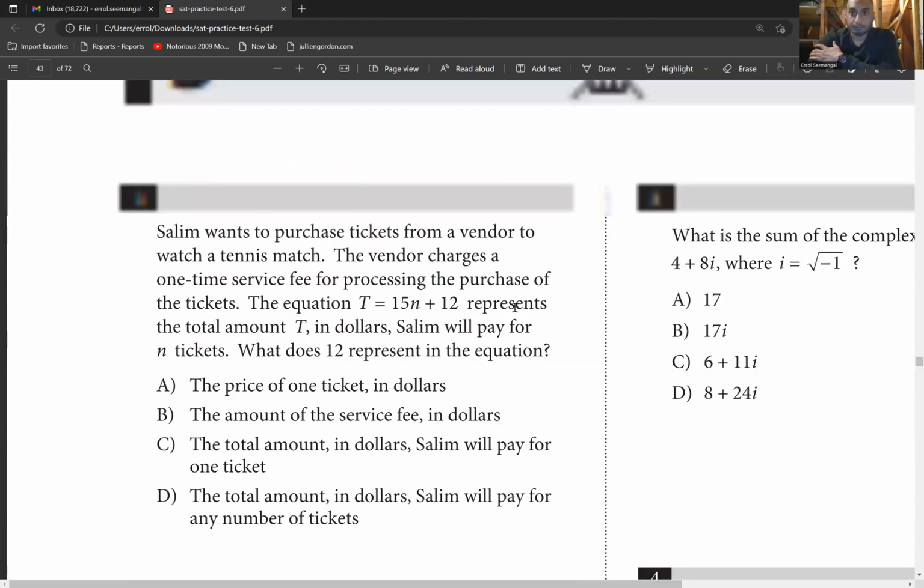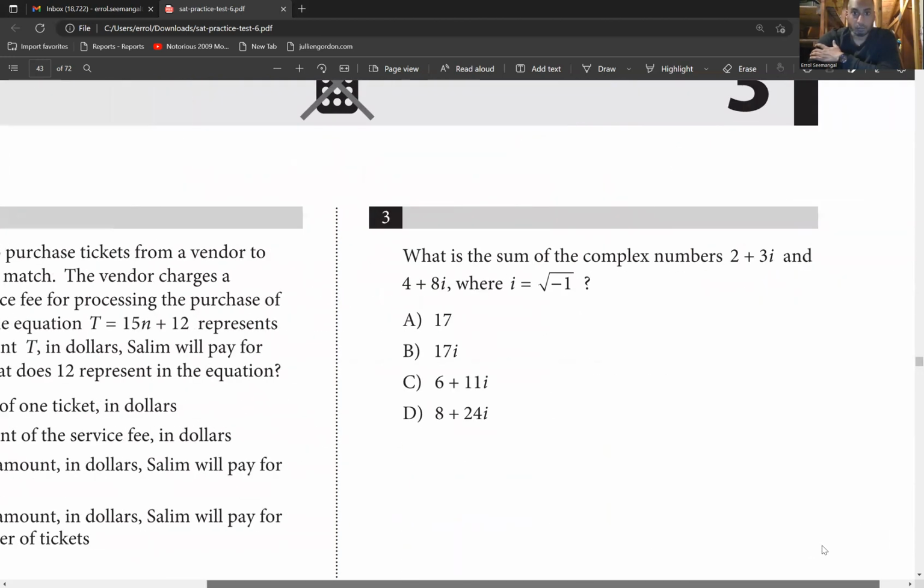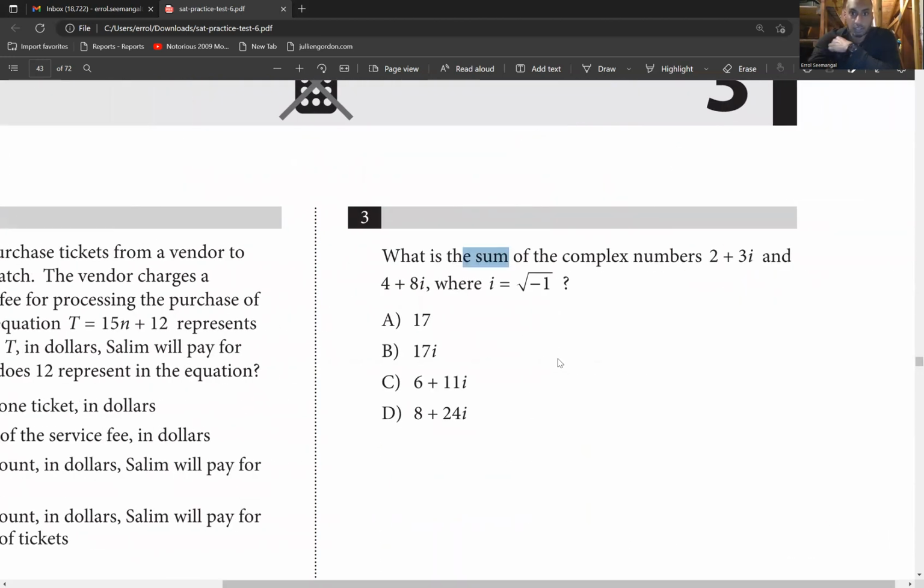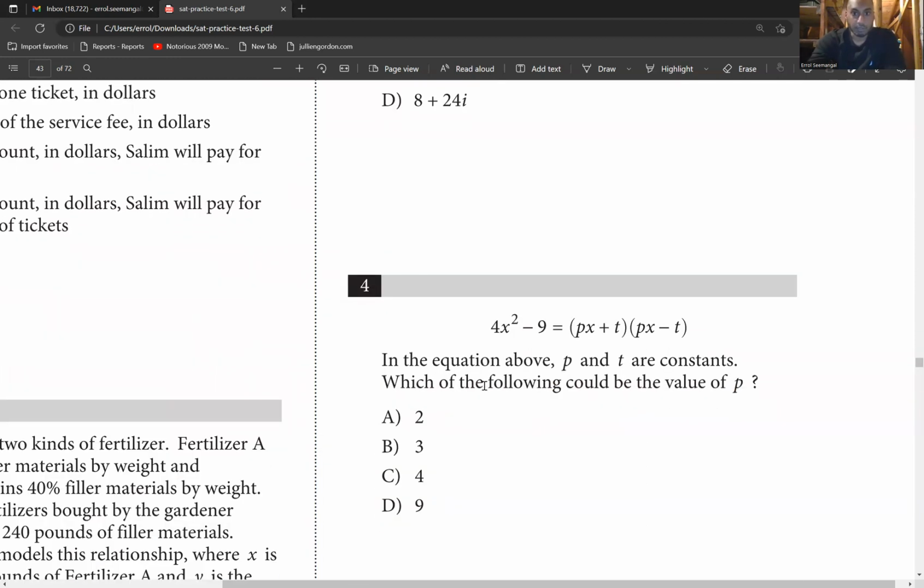3. What is the sum? Sum just means addition of the complex numbers, where i equals the negative square root of 1. 2 plus 4 is 6. Probably this one. 8i plus 3i is 11i. Yep, that one's good.